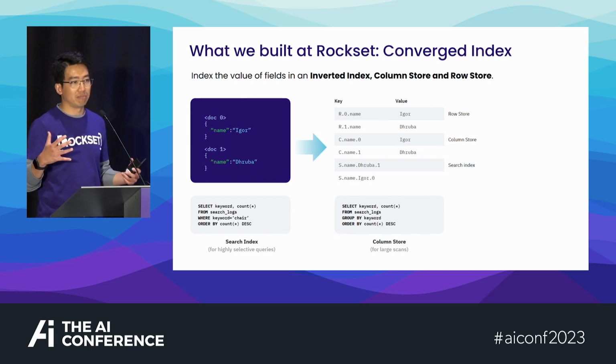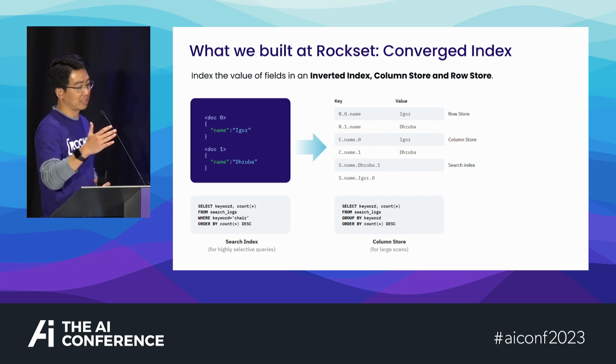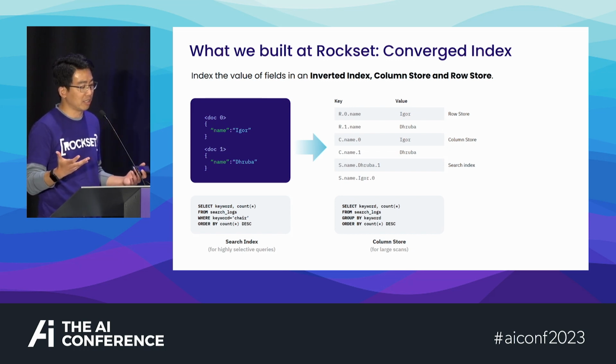So we started out, before vectors and before that, with a converged index. And let me explain to you how this works in Rockset. So we put everything that we ingest into a converged index, and the converged index borrows from multiple ideas. The inverted index you might be familiar with, right, for text search and things like that. A column store, which we use for large-scale aggregations, and a row store, which we might use for projections, right, when you have a document ID and you need to fetch the rest of the values for the document.